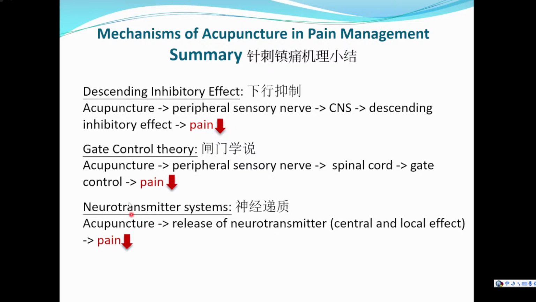The third one is that at different levels, in the peripheral level and central nervous system, acupuncture can release neurotransmitters, central or local, and these transmitters can decrease pain. So the pain signal won't go up anymore. So these are the major mechanisms of acupuncture for pain.